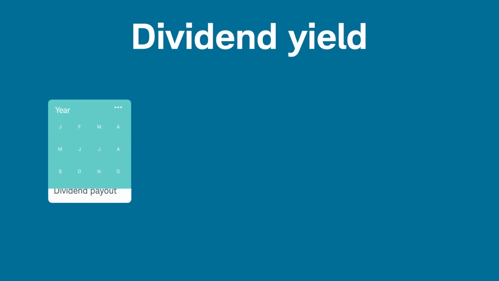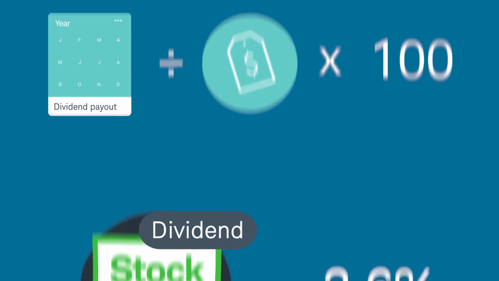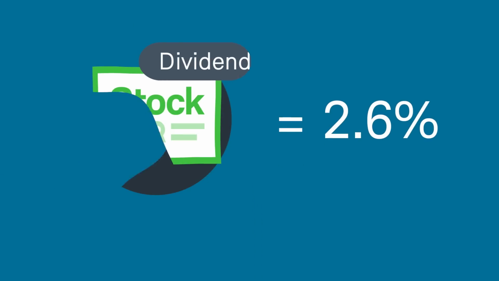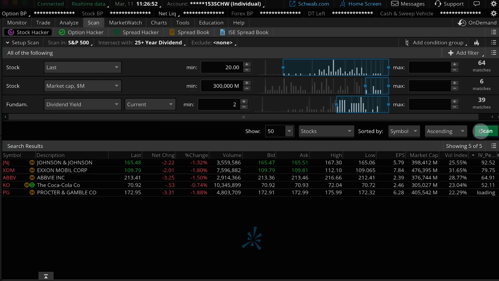Dividend yield is a ratio calculated by dividing the annual dividend payment by the price of the company's stock. It's represented as a percentage and can give a sense of how dividend stocks stack up against one another. A common good dividend yield for these stocks is going to be about 2 to 6%, not too high, not too low. So let's hit scan and see what results we have.